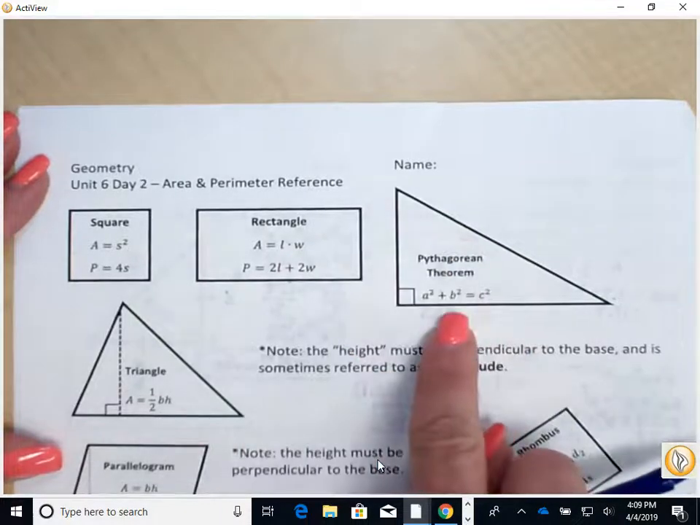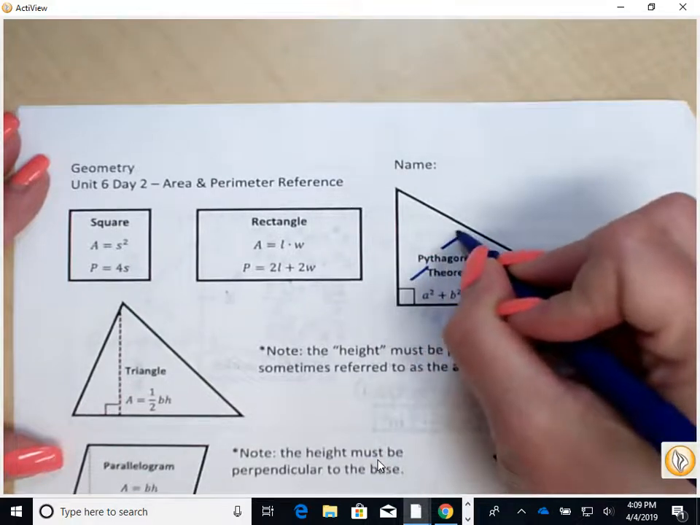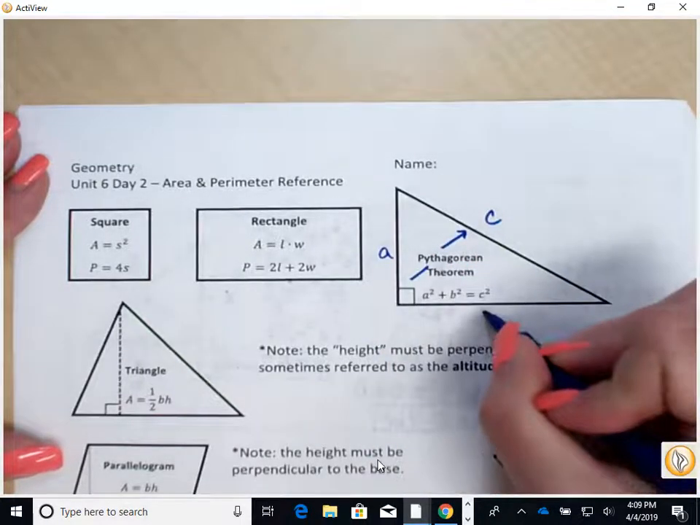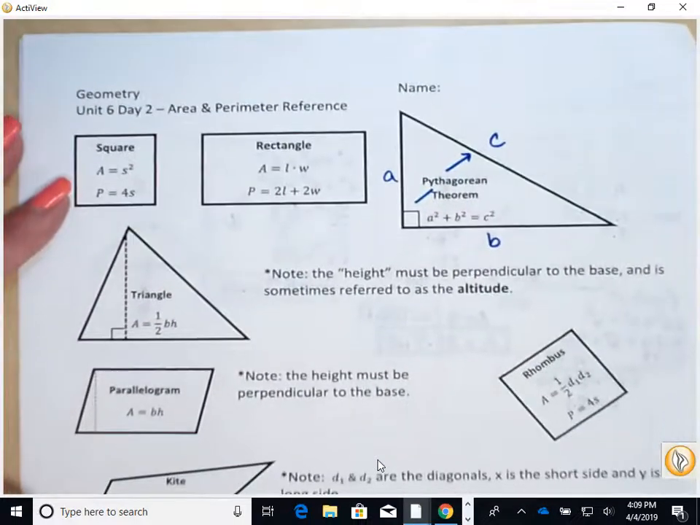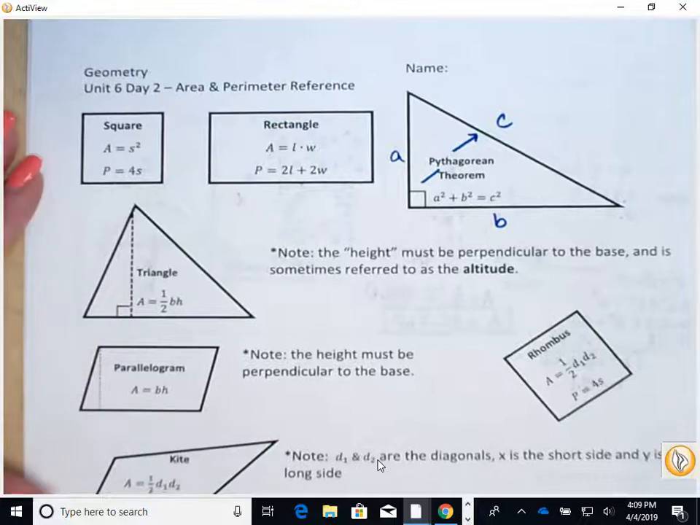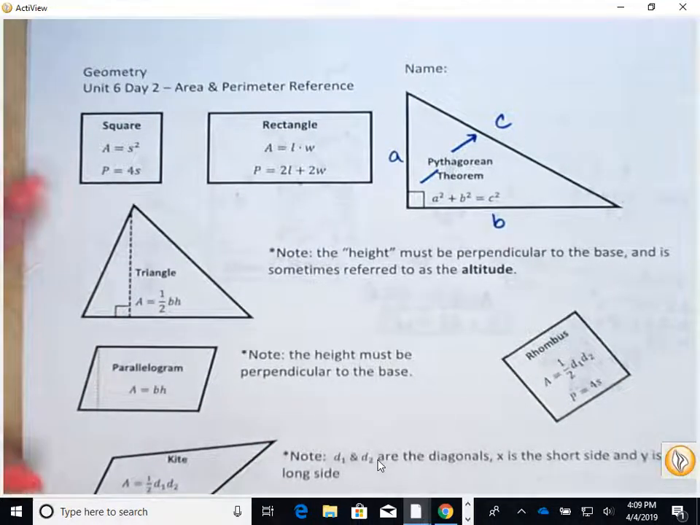We got our Pythagorean theorem, which only works with the right triangle. And remember, the side opposite your right angle is your C side. Doesn't matter which ones you put for A and B on the legs, but your C side has to be the hypotenuse. And that's a squared plus b squared equals c squared. We've got the area of a triangle is 1/2 times base times height, where the base and height meet at a 90-degree angle.